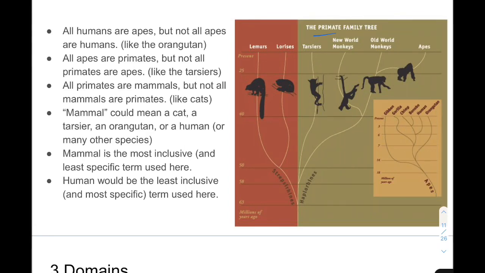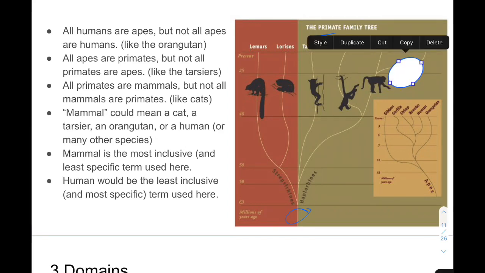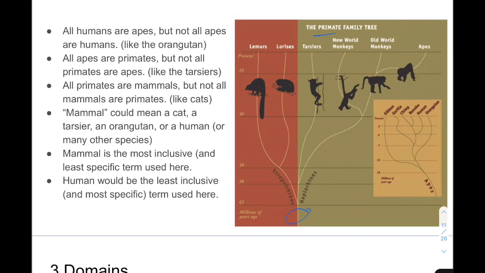So we're looking at subsets, if you're studying set theory in math, maybe. Sets and subsets. So examples here: all humans are apes, but not all apes are humans. All apes are primates, but not all primates are apes. So here, this is all primates that splits off into lots of things. Apes is one of them. If you know you're an ape, then you know you are also a primate. But if you know you're a primate, you could be a lemur.